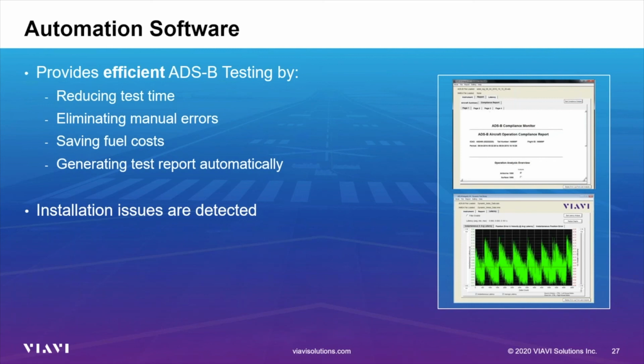In the same manner, this can also eliminate manual errors, which are often experienced by users when they're inputting data into the test set. And again, if you're able to not move your aircraft out of the hangar and do some automated testing in the hangar, it allows you to save on the fuel costs. And finally, by using automation software, you can generate a test report automatically, which again is more efficient.